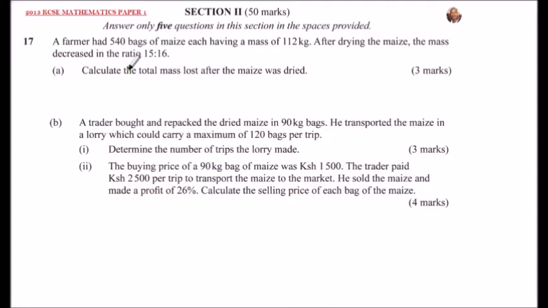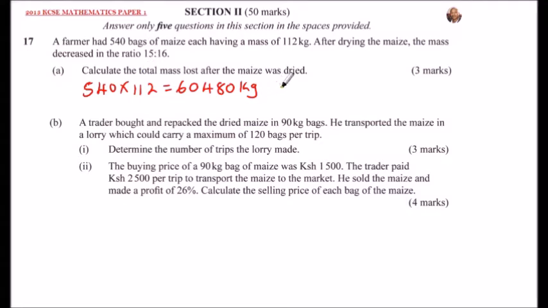So this one says a farmer had 540 bags of maize, each having a mass of 120 kg. After drying the maize, the mass decreased in the ratio 15:16. Calculate the total mass lost after the maize was dried. So you can say the number of bags were 540. You multiply by the mass of 1 bag, which is 120, and when you multiply that, you will be able to use your calculator. You'll be able to get 60,480 kg.